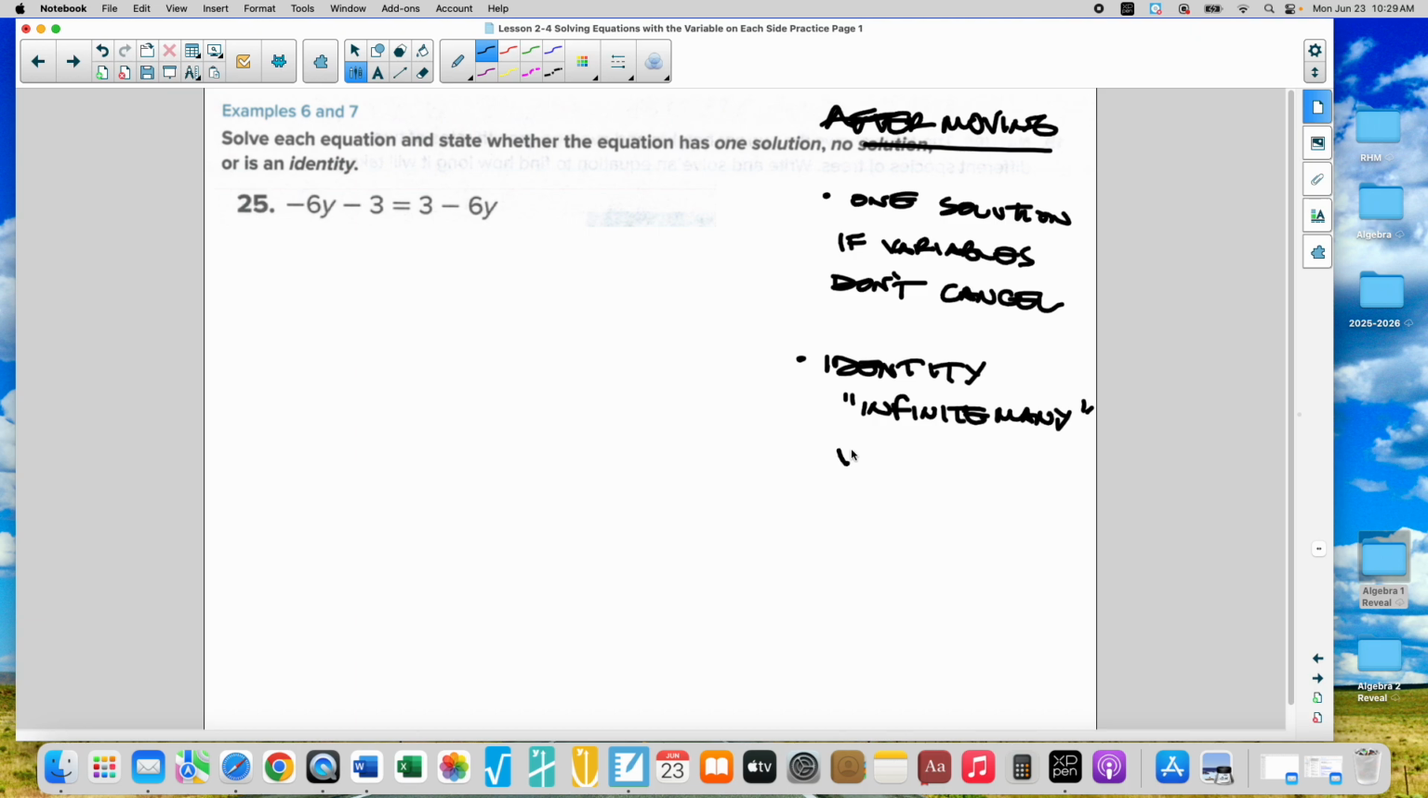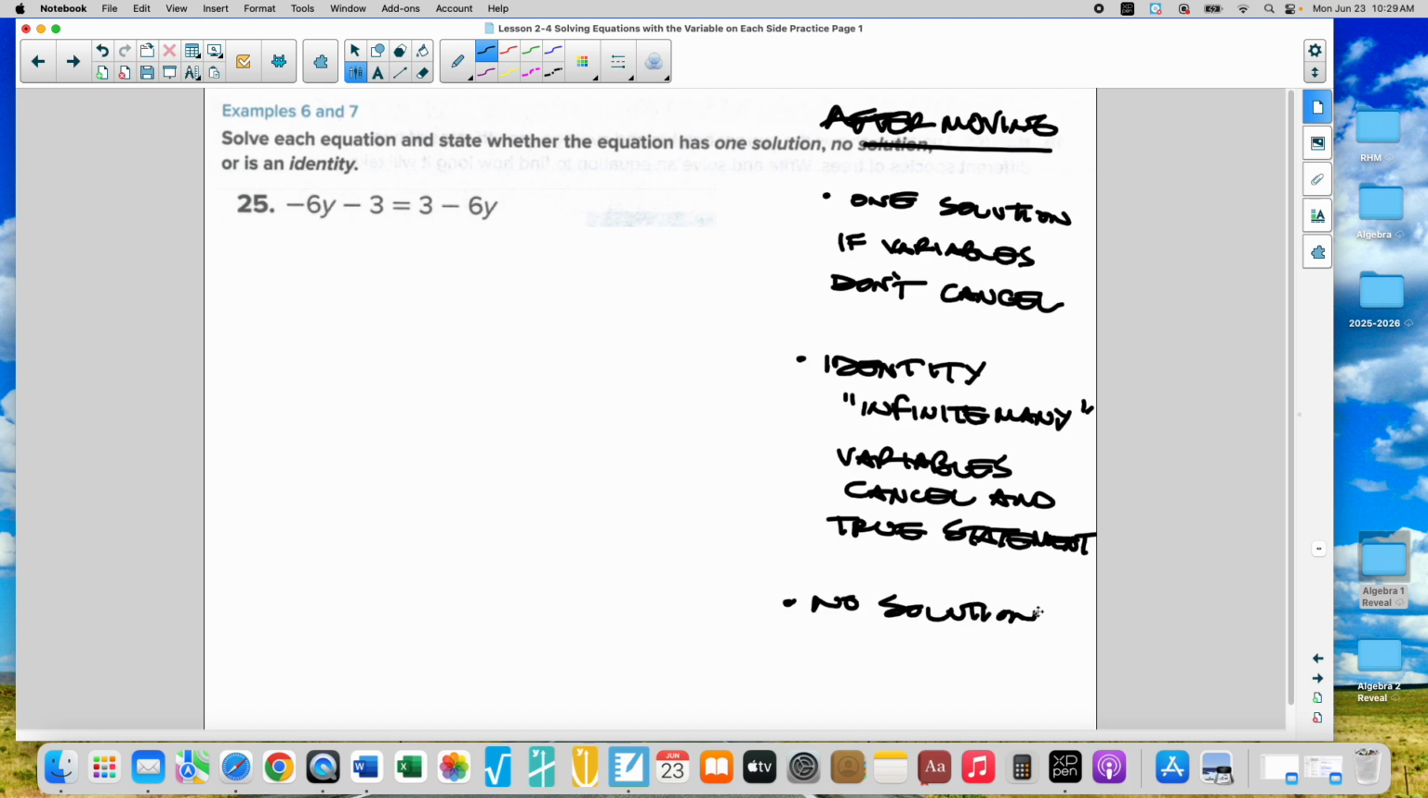Infinitely many solutions is when the variables cancel and you produce a true statement, a true number statement. Okay, it produces a true number statement. And then no solution: your answer is no solution when the variables cancel and you produce a false number statement.